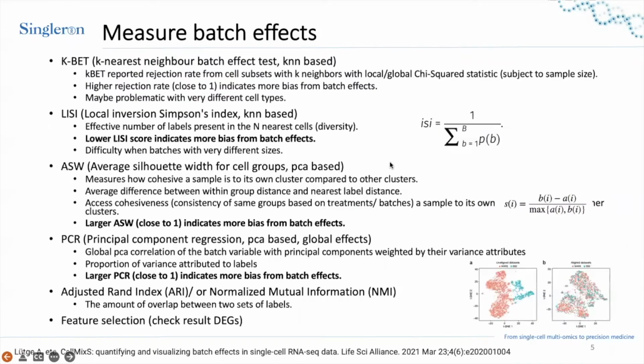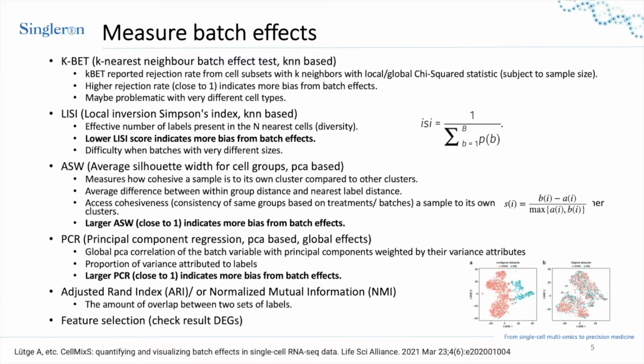Before we go in and observe the differences, we just want to briefly introduce some of the key metrics that can be used to measure the batch effects. The popular ones are KBET, LISI, ASW, and PCR, the principal component regression. KBET is one of the metrics that was designed specifically for single cell experiments.